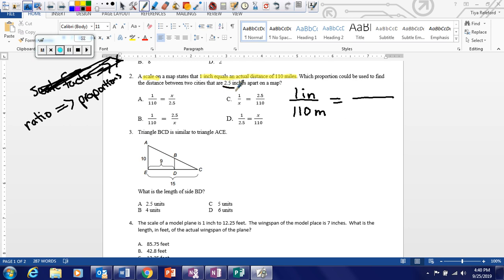Now, the other side has 2.5 inches apart. So if it's 2.5 inches, is it going to go on top or on bottom? Right? It's going to go on top because it's inches. And then what goes on bottom? The X, right? So after you set up your proportion, find the one that matches.